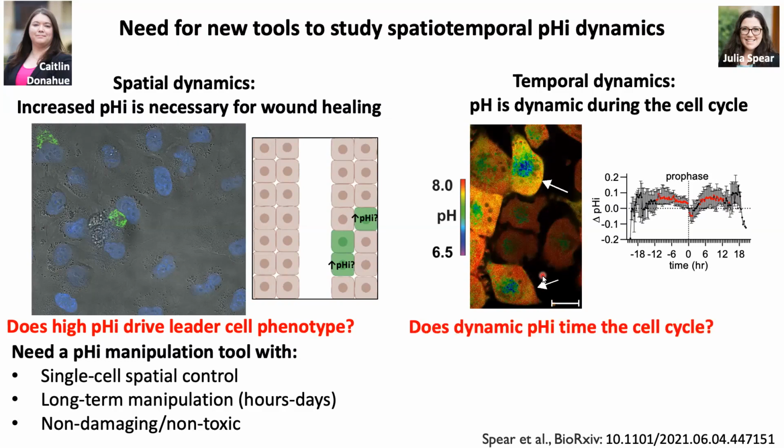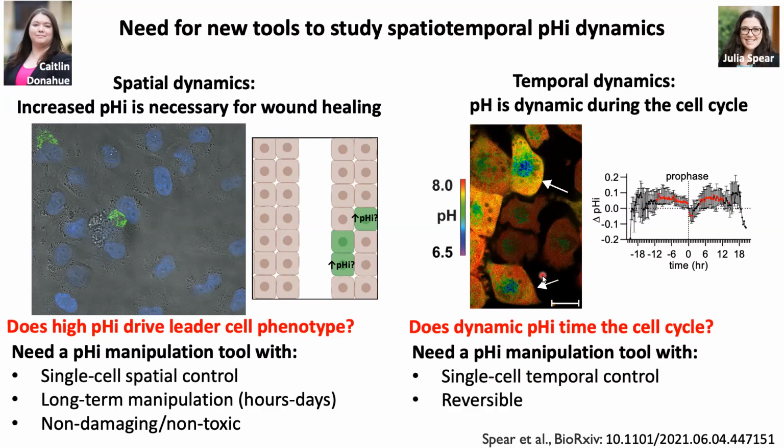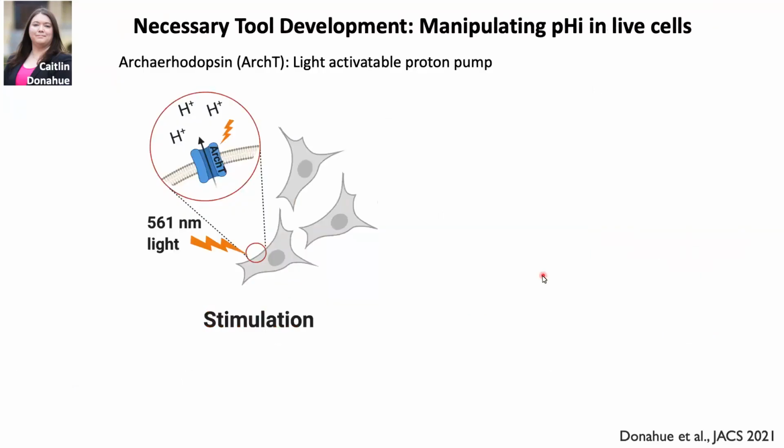So this leads to the question of, does dynamic pHi time the cell cycle? And in order to test this mechanistically, we need a pHi manipulation tool with single cell temporal control and one that's ideally reversible to mimic these oscillations. Now, I won't go into too much detail, but there's no existing tool that meets all of these criteria. So for the last several years, we've been working on developing new tools for spatial and temporal pH manipulation in single cells. Caitlin Donahue has adapted a tool developed as a neuronal silencer by Ed Boyden's lab.